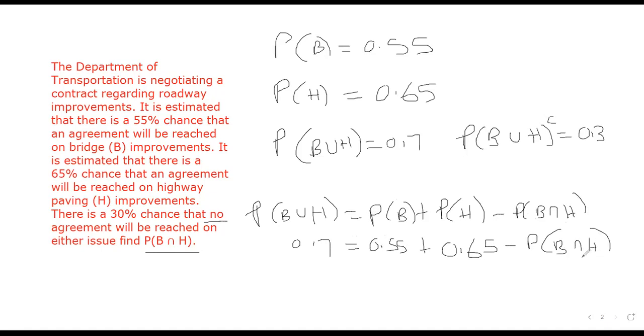So it will be the subject of the formula. B intersection H will simply be 0.55 plus 0.65 minus 0.7. Collectively, what do we get? 0.5. So is it clear now? Yes. This is what we did just from explaining right now.